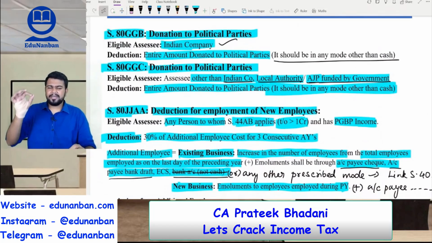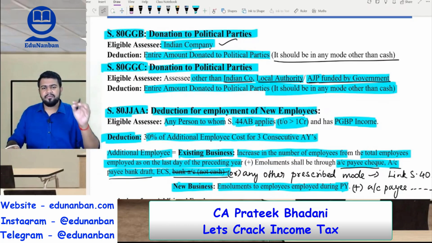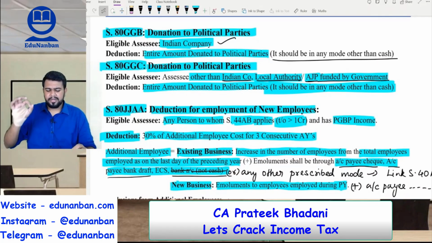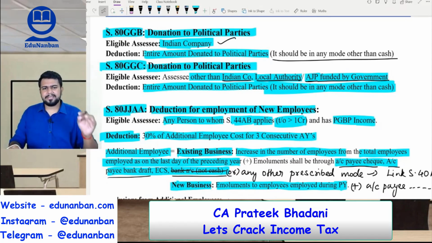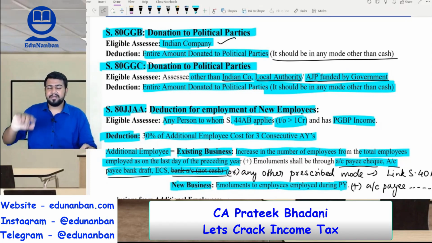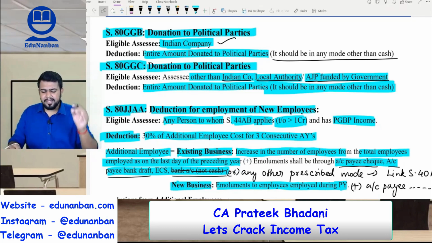Next, section 80GGB and section 80GGC. 80GGB and 80GGC both are for deduction for donation to political parties. 80GGB is allowed for an Indian company. The entire amount contributed to political parties is allowed as deduction. We studied in the PGBP chapter that amount contributed to a political party is disallowed under PGBP, but it is fully allowed under the deduction chapter. So under Chapter VI-A deduction it can be fully claimed.